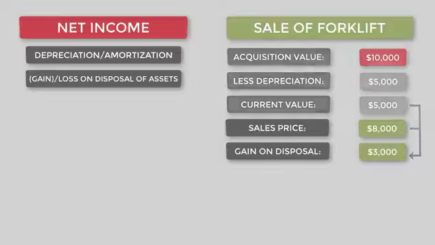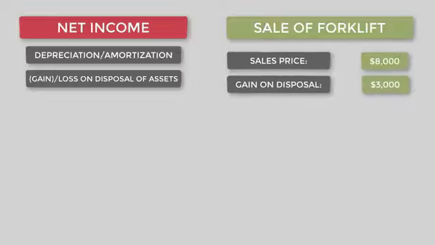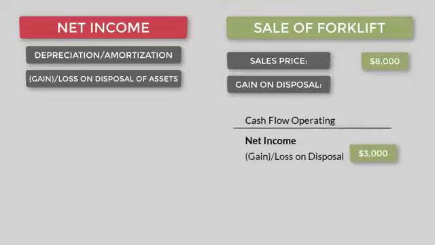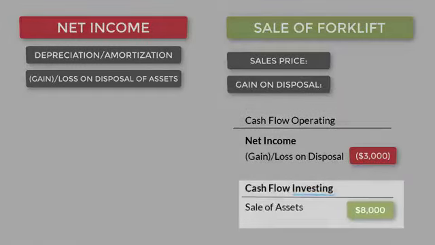But in the cash flow statement, we want to see the full cash impact, not the profit on the disposal. So we need to take away the $3,000 included in net income above and show the full $8,000 cash in. But since selling off equipment is not part of the ongoing operations of this business, we're not going to show $8,000 cash in here, but further down in the section for cash flow from investing activities.